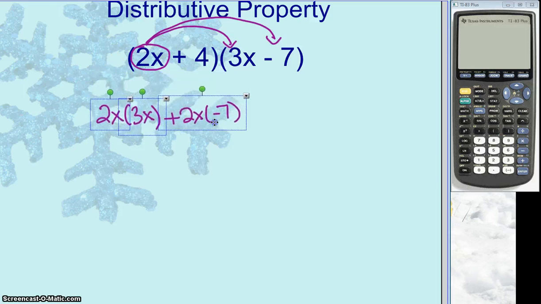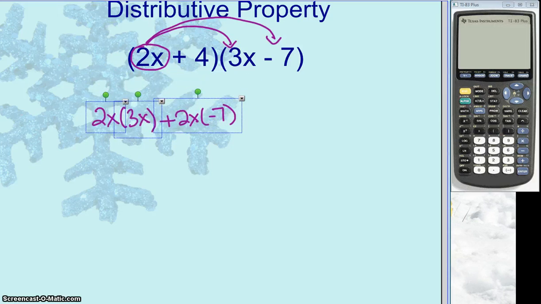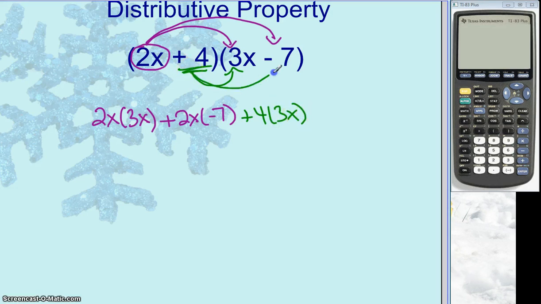Just need to move this down. Okay, now you're going to distribute the 4, because distributive property takes both of these and distributes to both of these. So now we're going to distribute 4 times 3x. So positive 4 times 3x. And then distribute the 4 times the negative 7. So positive 4 times negative 7.